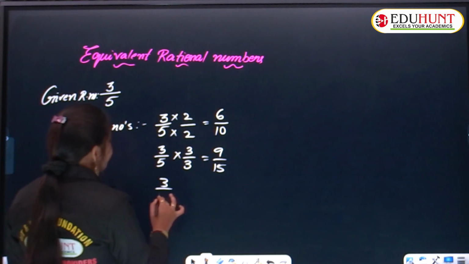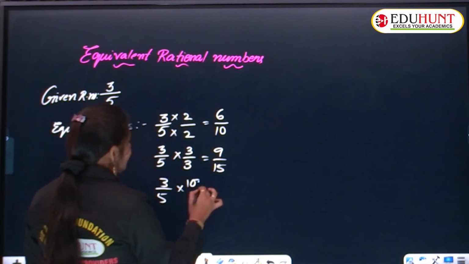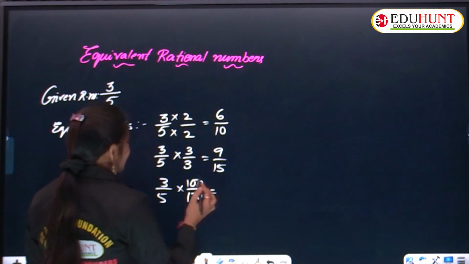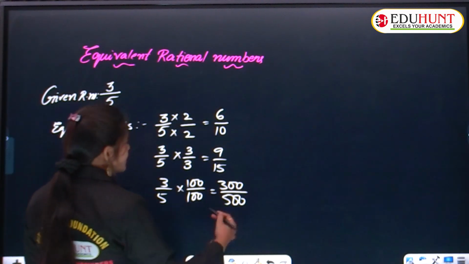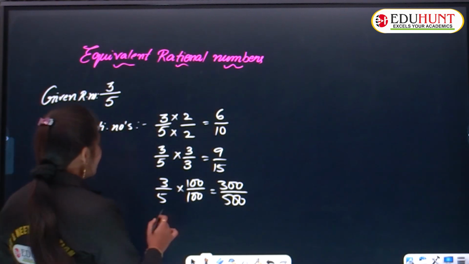Next, 3/5 multiplied with some other number, say 100 by 100. Any number you can take. 300 by 500. The zeros get cancelled. Again you will get 3/5.